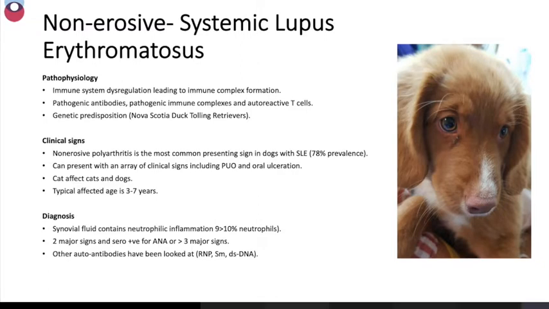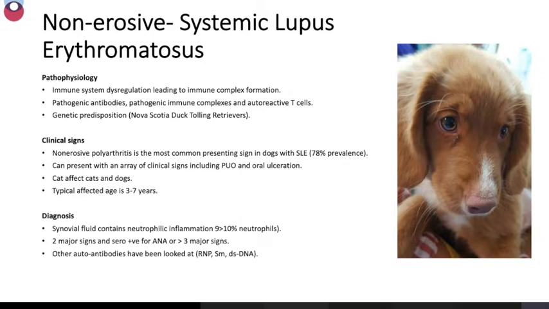Non-erosive polyarthritis is usually the most common presenting sign of SLE, but it can actually present with an array of clinical signs, including oral ulceration and pyrexia of unknown origin. And you can also see thrombocytopenia, anemia, lymphadenopathy, and even pericarditis with these cases. Typically, animals tend to be affected between 3 and 7 years old, and it can affect cats and dogs.